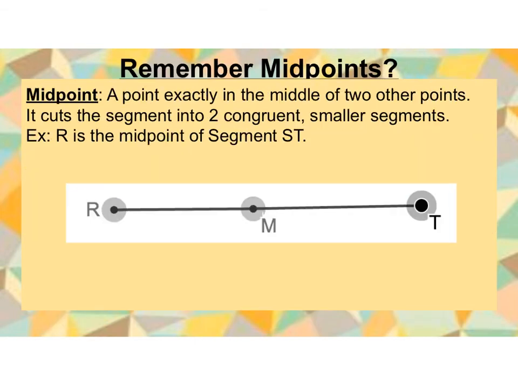Here's the labeled picture. And let's switch over to midpoints. So I've mentioned midpoints before, and the midpoint is a point that is exactly in the middle of the other 2 points. It cuts the segment into 2 congruent smaller segments. So as soon as I see that vocabulary word midpoint, I know that I can add the congruent marks, and that's going to help me figure out how to solve the problem.